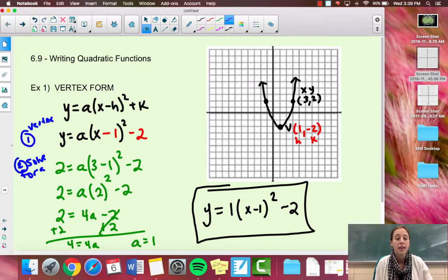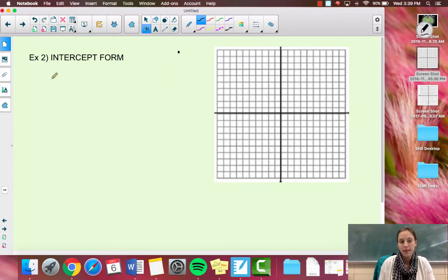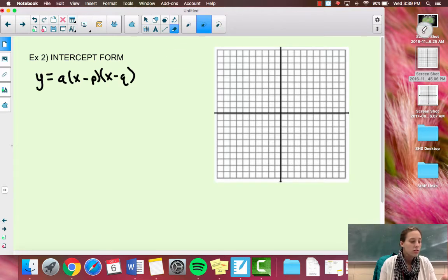Now the next example is if I give you something that's in intercept form. So in intercept form, remember our form looks like this. y is equal to a times (x minus p) times (x minus q). And remember, p and q, those are just numbers, same with a. So let's say I give you this graph.